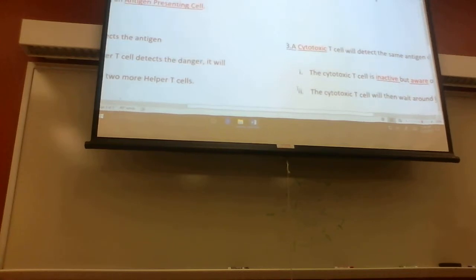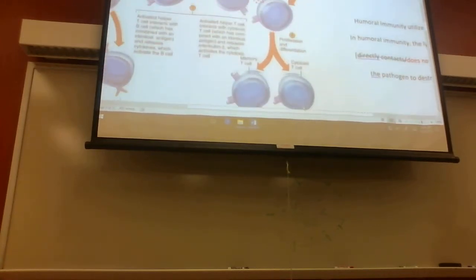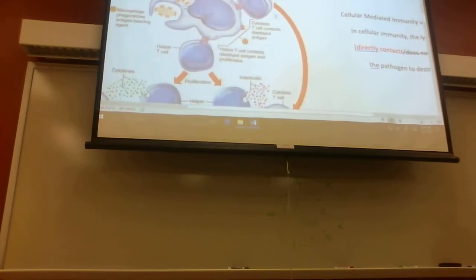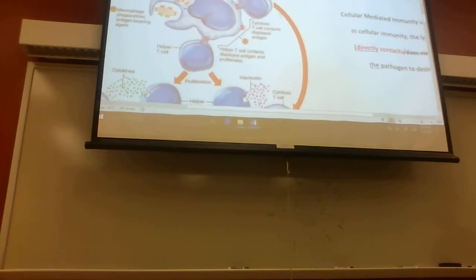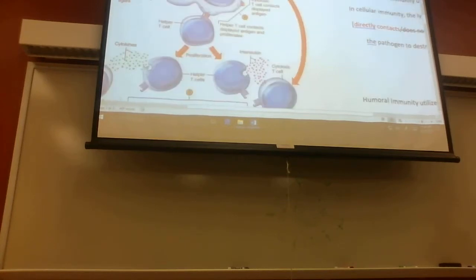So in your picture, you guys got that written down? Right here, you have your helper T cell proliferating. We have it splitting. And then you have your cytotoxic T cell. There's this arrow. This arrow represents it waiting. It's waiting to be activated.